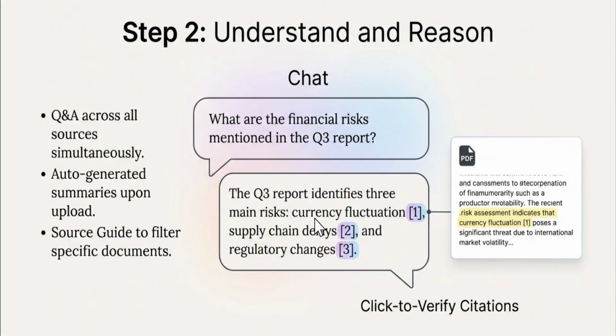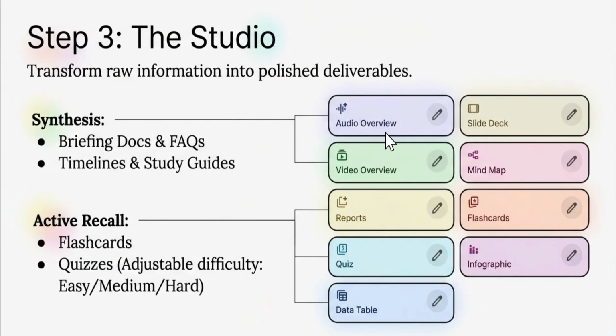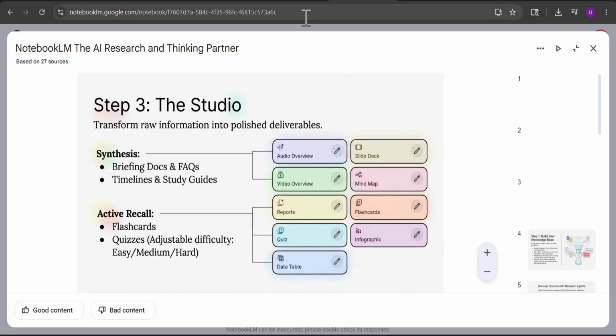Step 2 is understanding and reasoning with your data through a dynamic chat interface. And Step 3, where the real magic happens, is the studio. Here, NotebookLM transforms your raw information into polished deliverables like AI podcasts, slide decks, animated videos, mind maps, reports, and more. Let me show you exactly how to do all of this.